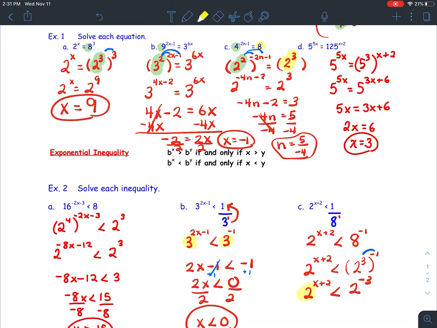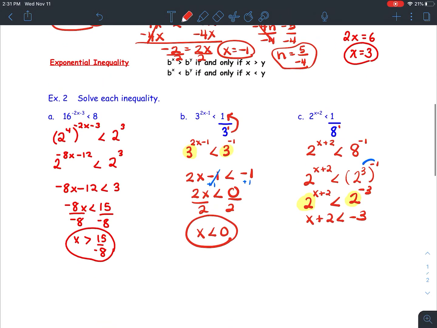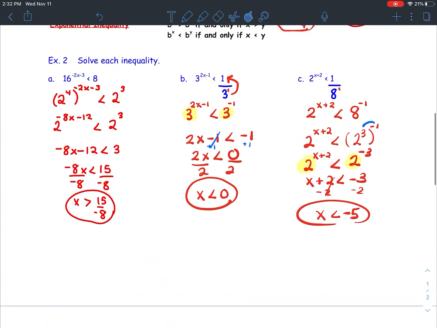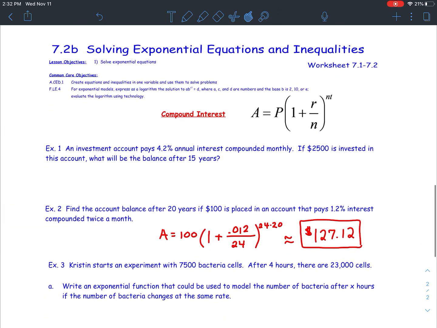Now the two bases are the same, so I'm going to take the exponent on the left and set it less than the exponent on the right. Just solve for x, and I get x is less than -5. Okay. All right, let's go ahead and flip over here.